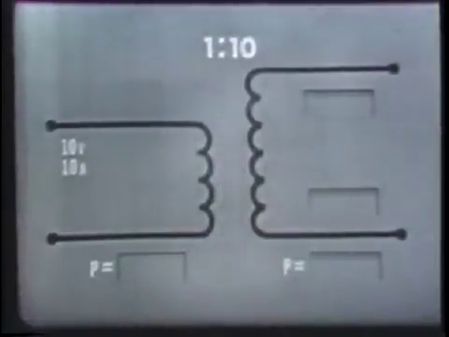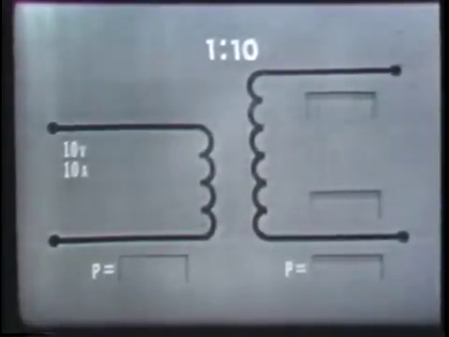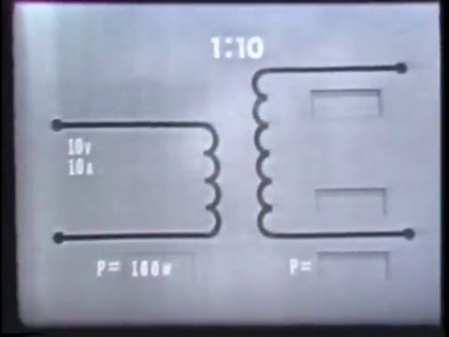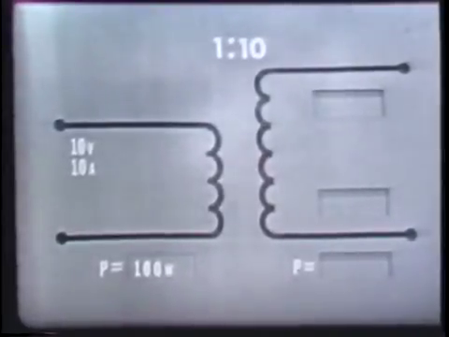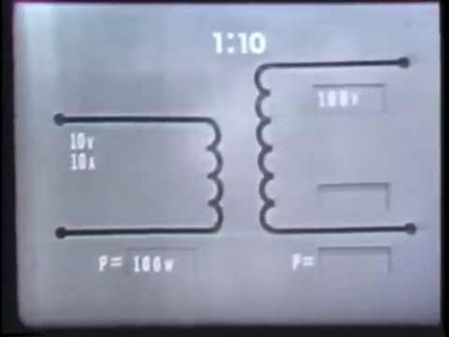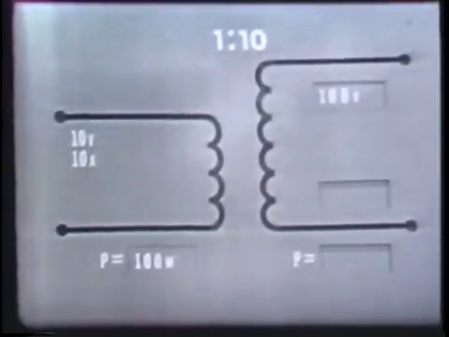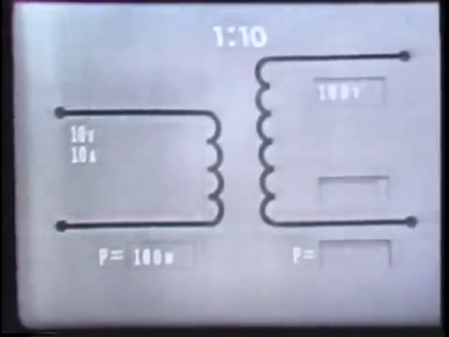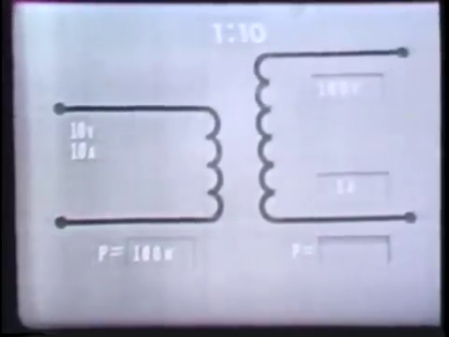Now, stating in another way, we can say that a transformer which increases the voltage by a given ratio will decrease the current by the same ratio, and vice versa. For example, if we apply 10 volts at 10 amperes, or a power of 100 watts, to the primary of a step-up transformer, which has a turns ratio of 1 to 10, the voltage in the secondary would be 10 times that of the primary, 100 volts. But the current in the secondary would be 1/10 that of the primary, 1 ampere. The power in the secondary, however, would still be 100 watts.